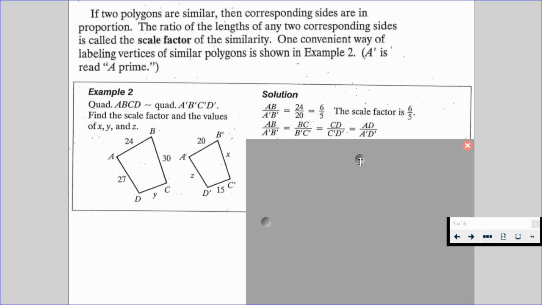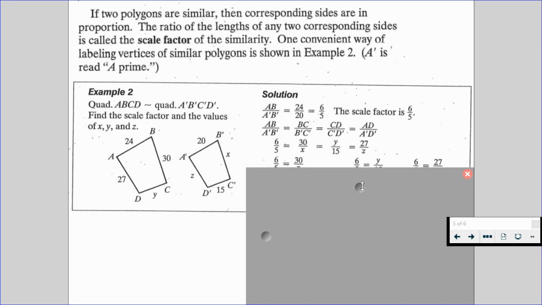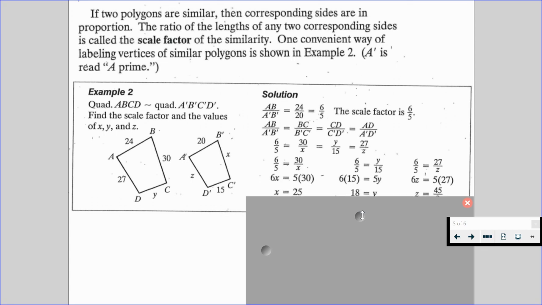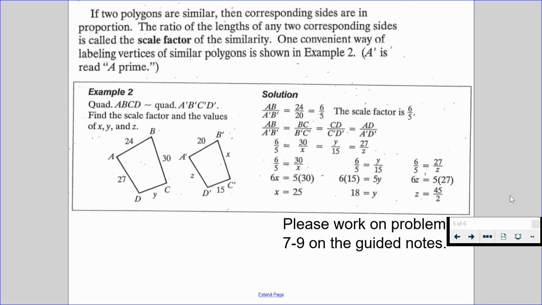As we go through, we can create our general proportion, which would help us solve for x, y, and z. So we can substitute in our values and we can go from there. Well, we can break it up. 6 over 5 is equal to 30 over x. 6 over 5 is equal to y over 15. And 6 over 5 is equal to 27 over z. It's very helpful to use a scale factor when finding these values of our variables. And as we solve, we're going to get that x is equal to 25, y is equal to 18, and z is equal to 45 over 2.